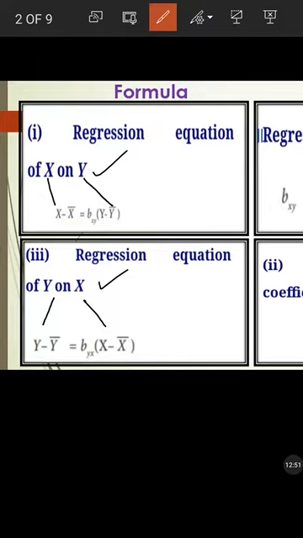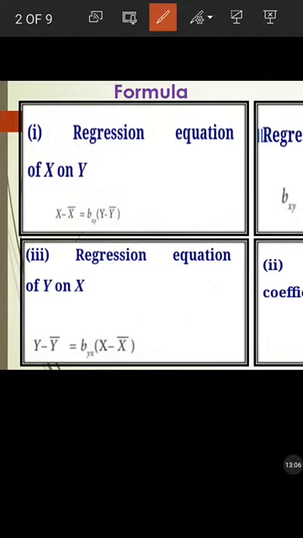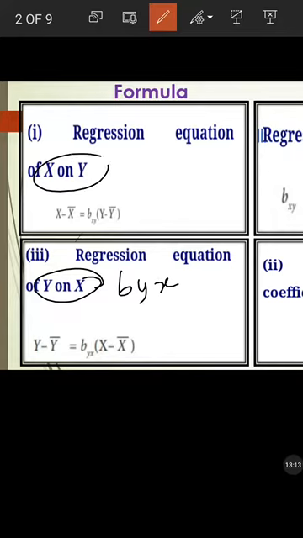This is the main formula. Inside this comes the regression coefficient. When it is x on y, it is bxy, and when it is y on x, it is byx. This is the difference. You should know this. So y on x means byx, and similarly x on y means bxy. So this is a simple way to remember this. This is the main formula, and inside it we have the coefficient.